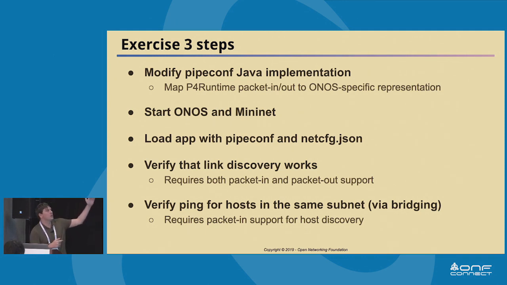So after modifying the Pipeconf Java implementation, you're going to start ONOS and Mininet. You're going to load the application you just modified along with the Pipeconf and the netcfg.json file. ONOS will discover the Stratum devices, and the built-in apps will first try to discover all links. And again, this requires packet in, packet out to work. And then you'll be asked to verify ping for hosts in the same subnet. Essentially, you'll be using the bridging part of your P4 program.